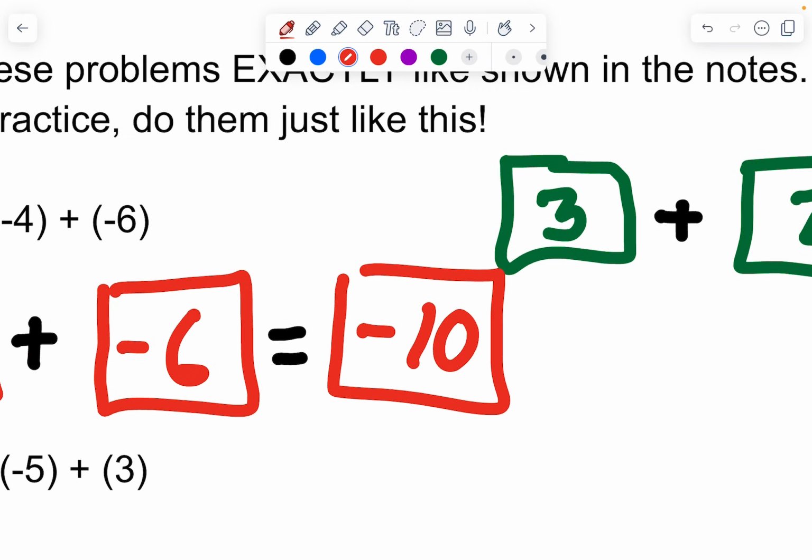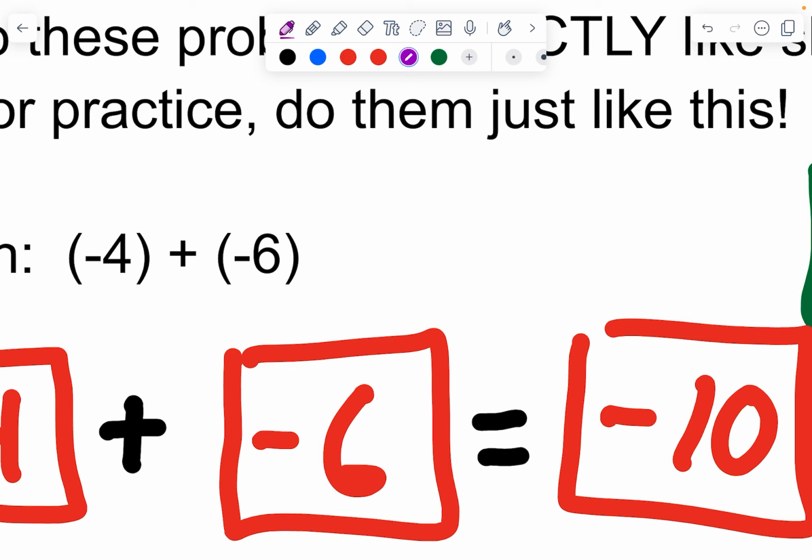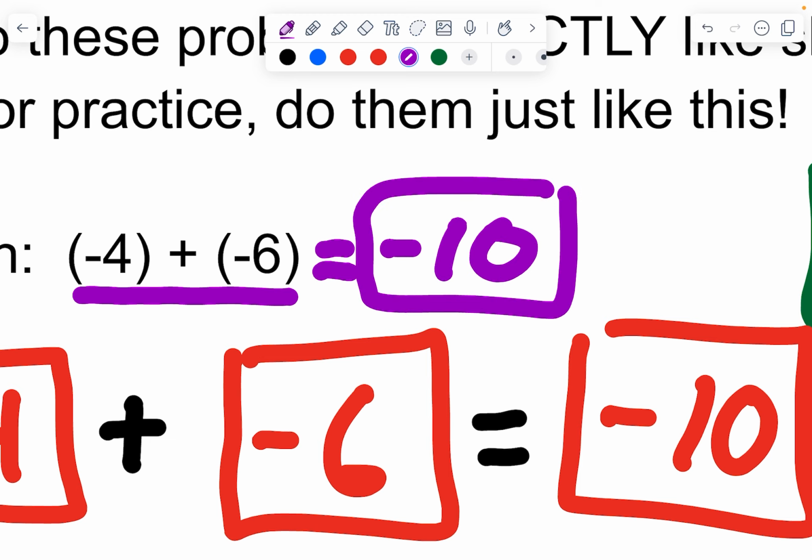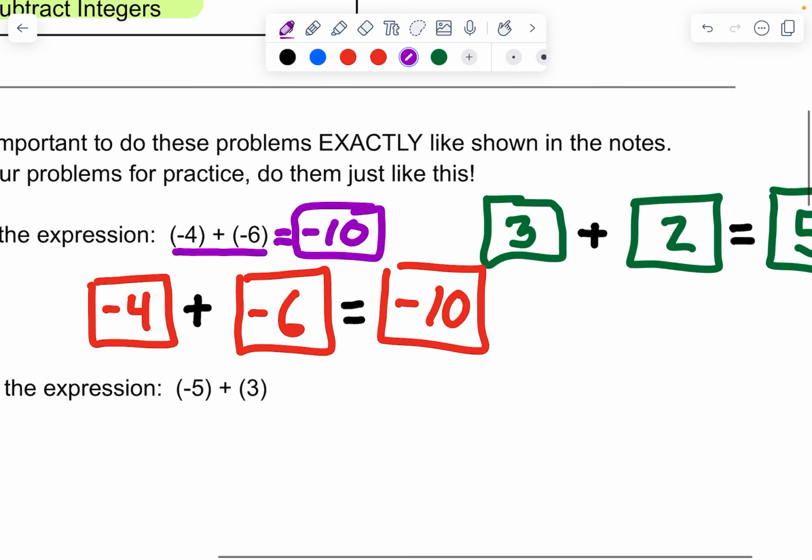Now, when you do your assignment, all you need to do is write this part down that I underline in purple. You're going to put equals, and you're going to write negative 10 like that. And that's all you need to do. You do not need to do the color cubes. I am just using them to help you understand what's going on.